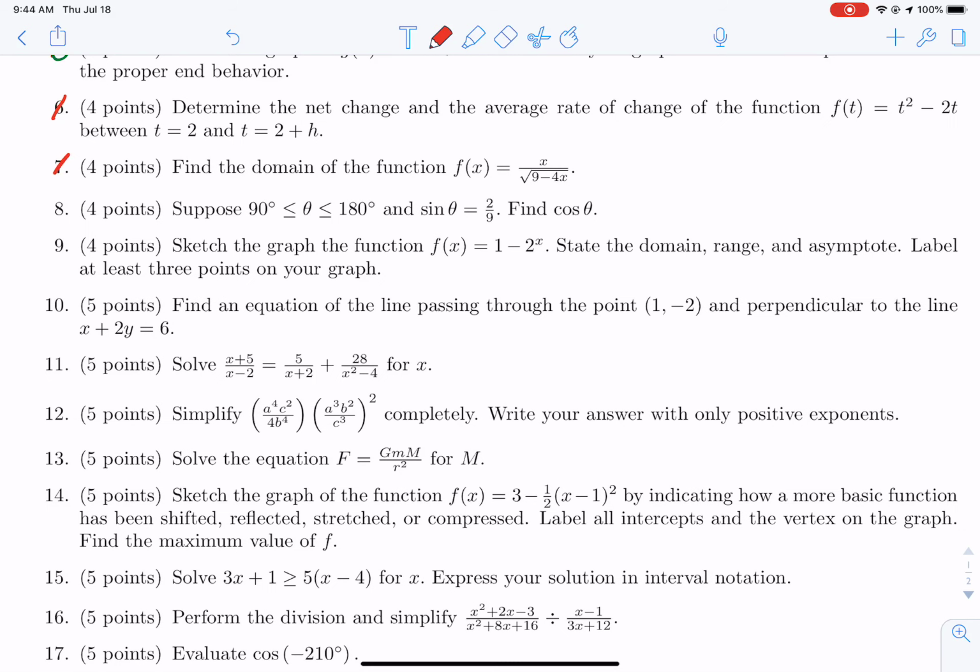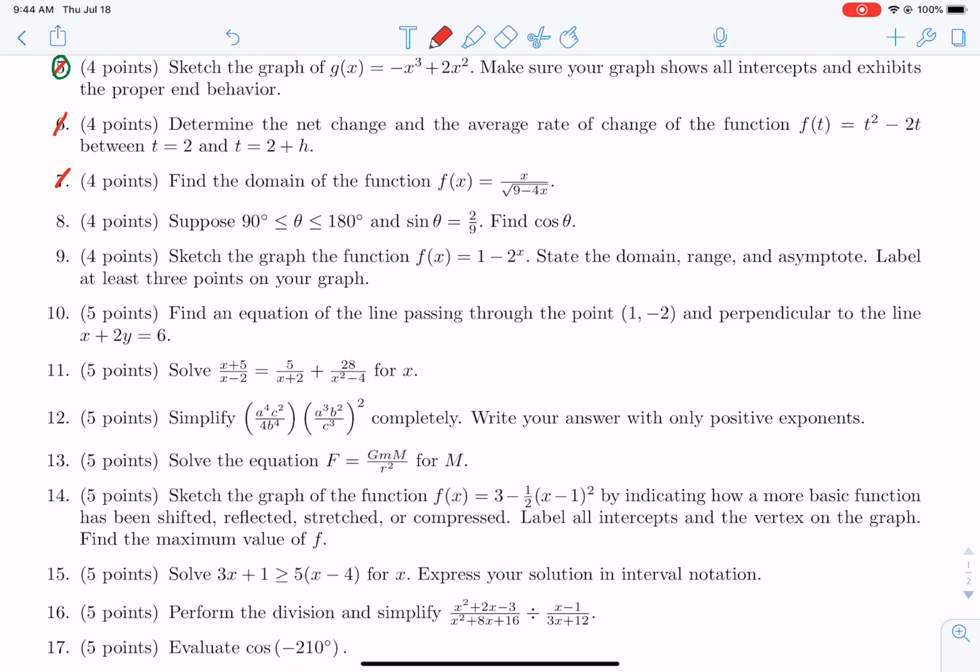Number 10, find an equation of the line passing through the point (1, -2) and perpendicular to the line x plus 2y equals 6. We should know how to do that, right? So that's 10. Number 11, what do you guys think? Should we know how to do that? Yep, good.